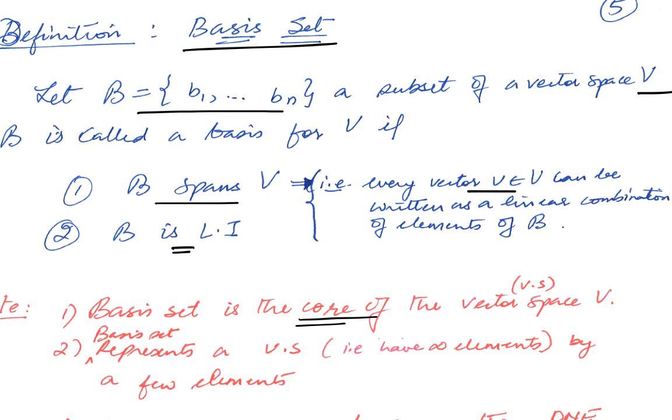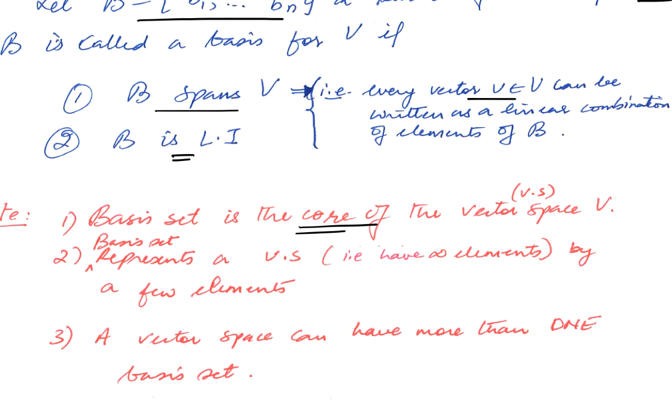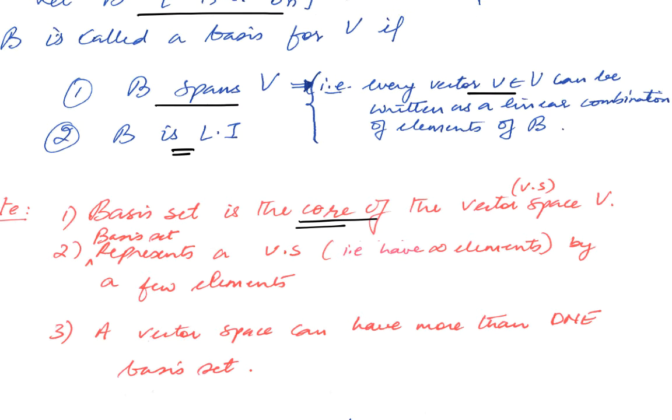Because remember, what is a vector space? Vector space has infinite elements. Now, if you want to prove something is a vector space, it's going to be very tedious. But if I can represent the infinite set by a few elements, and thus basically I'm working on the whole vector space, so basis set is that set which will represent the whole vector space by just a few elements.